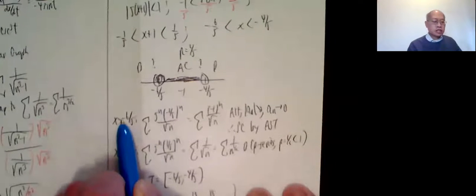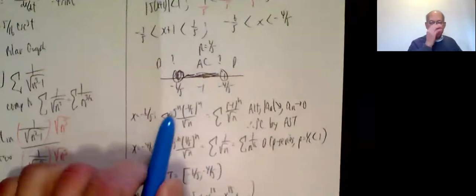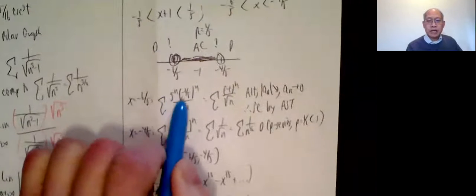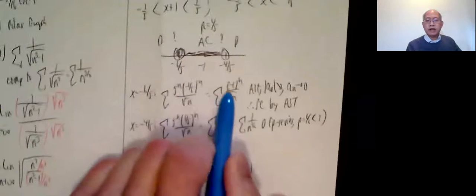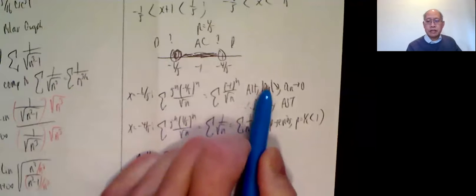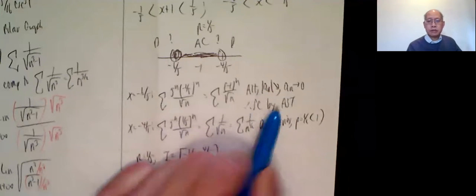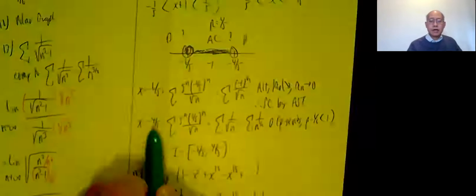So I plug in negative 6/5 to the original. Put negative 6/5 here. Negative 6/5 plus 5/5 is negative 1/5. So I have 5 to the n times negative 1/5 to the n. That's negative 1 to the n over radical n. Alternating, absolute value of a sub n is decreasing and a sub n approaches 0. Therefore, the series converges by alternating series test. Color that in.